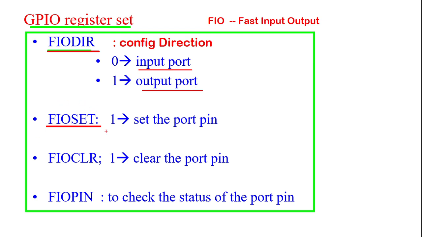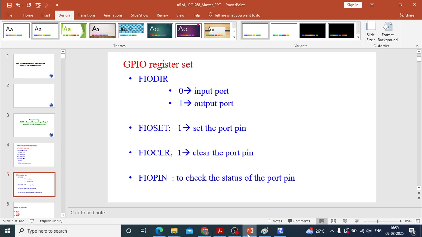The second register is FIOSET, fast input output set, which is used to set a port pin to high. If you want to set any port pin to high, we have to use this one. If you want to clear any port pin, we have to use FIOCLR. The last one is FIOPIN, which is used to check the status of a port pin. In detail, I have already uploaded one more video on working with the Keil software.